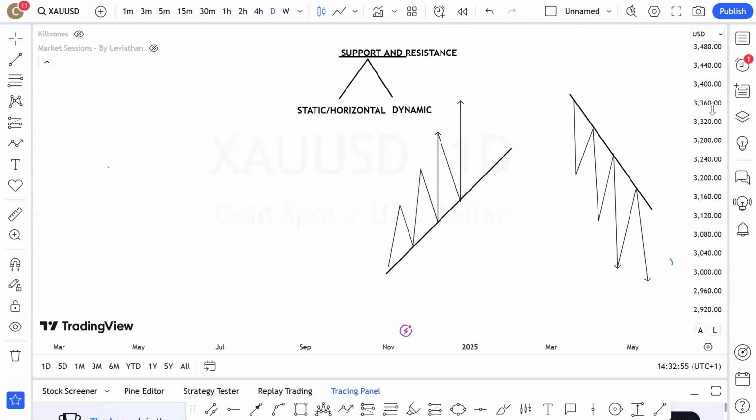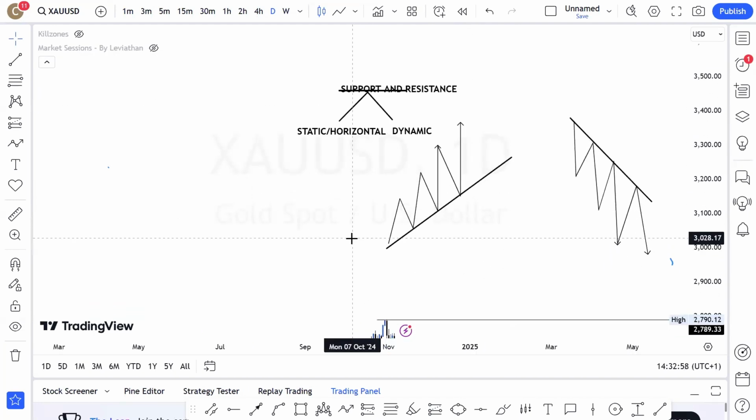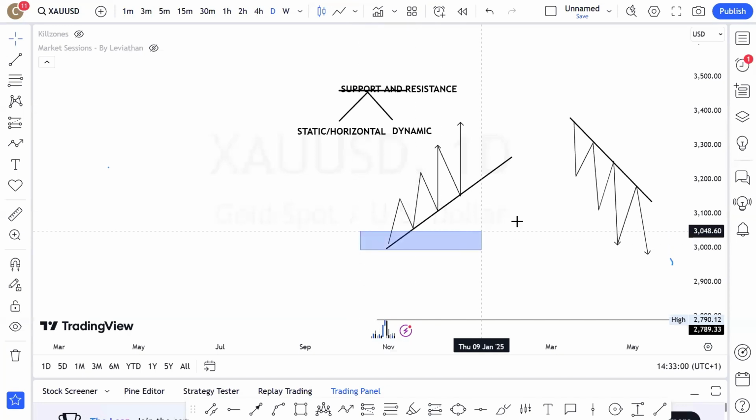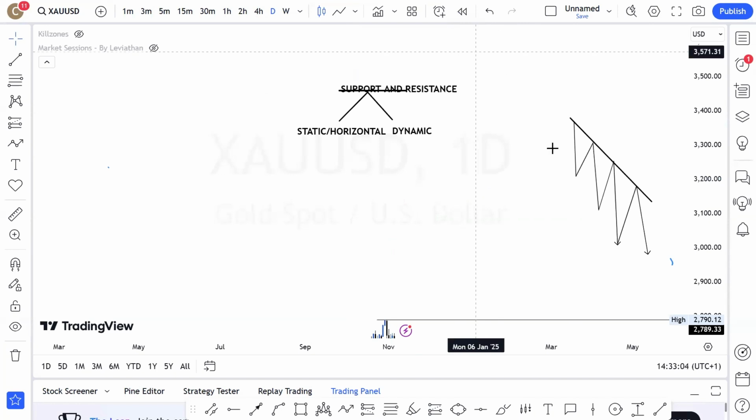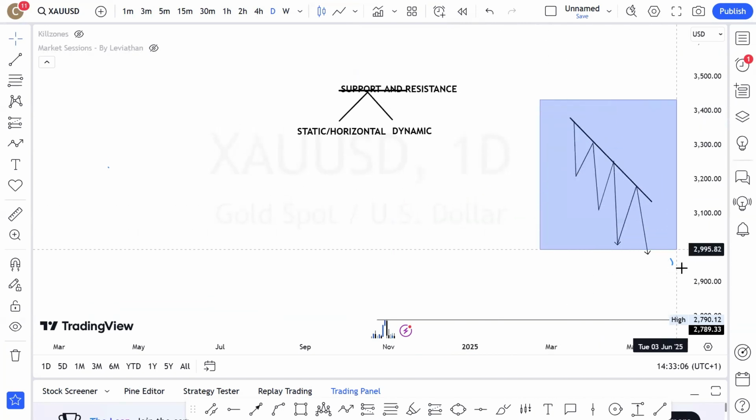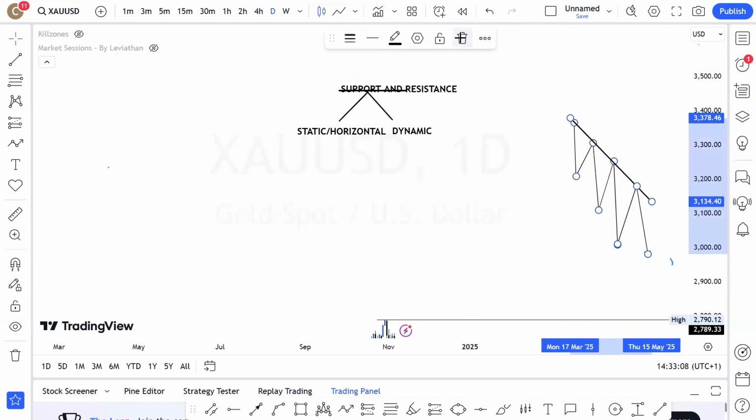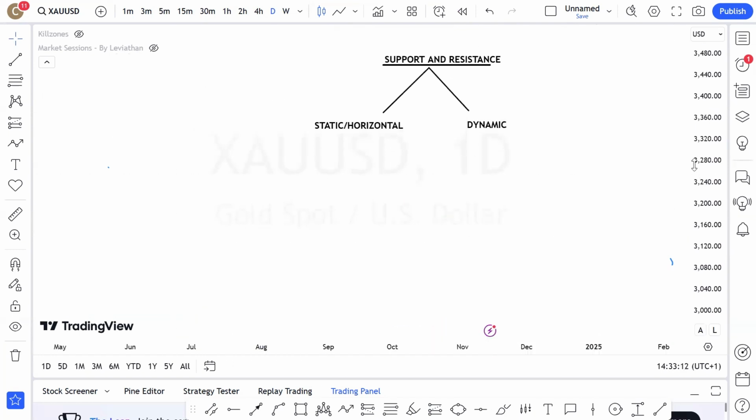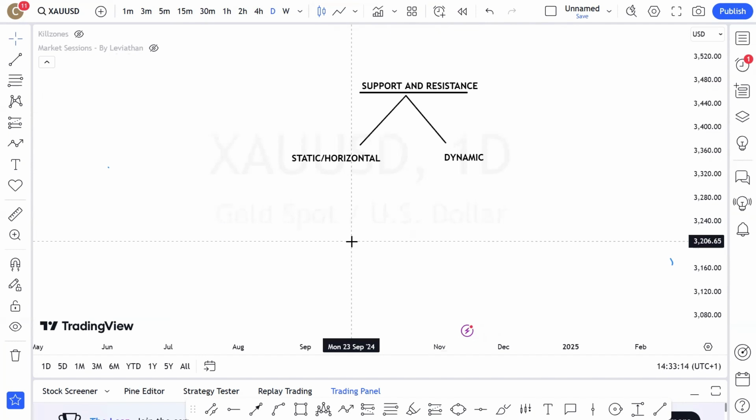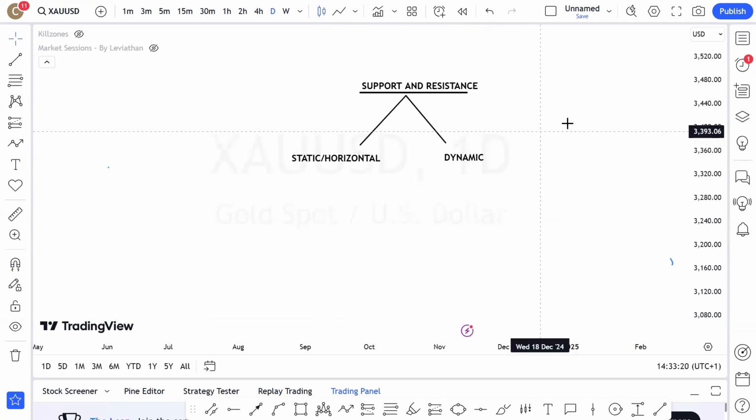Now, how you use these to trade is you model reversals around static support and resistance. You look for reversals in confluence with this. When you're looking for reversals, it makes sense to use static support and resistance to trade them. I use dynamic to trade continuations.